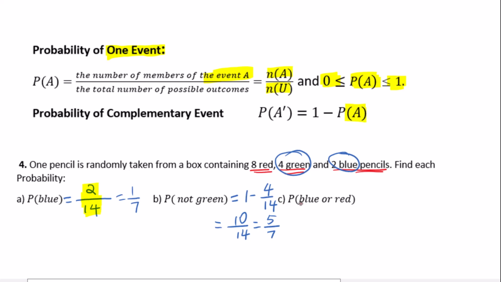Probability blue or red. Blue: there are 2 blue, so 2 over 14. Plus. Or means plus. Red: 8 red over 14. So altogether 10 over 14 equals 5 over 7.